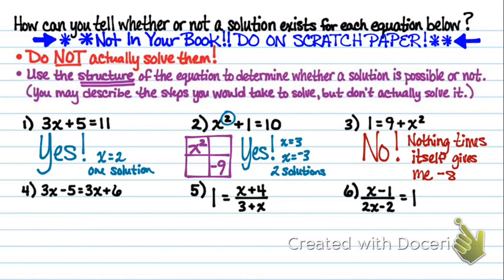Can we put 2? Well, let's try it. If I put 2 in the place of x, what would that give me here? 6. 6 minus 5 would give me 1. Over here, I'd have 6 plus 6. 12. 1 and 12 are not equal. So 2 doesn't work.